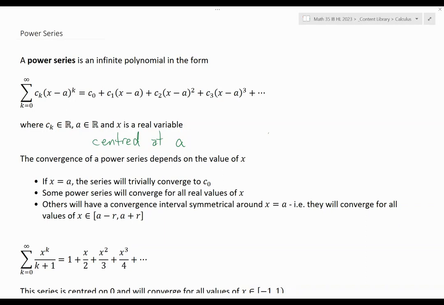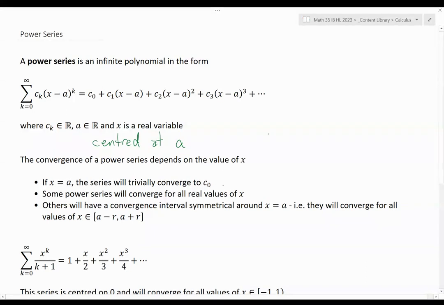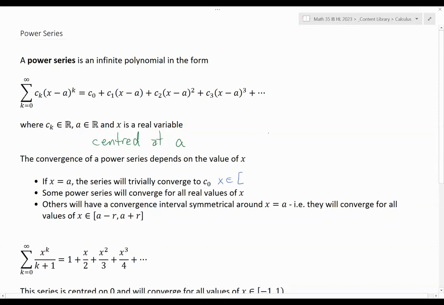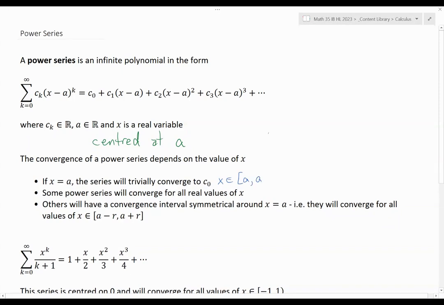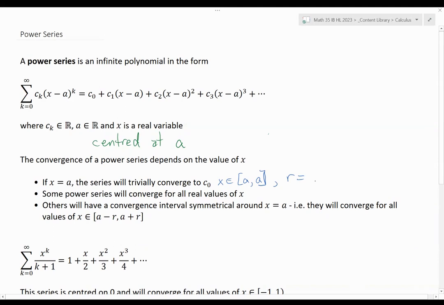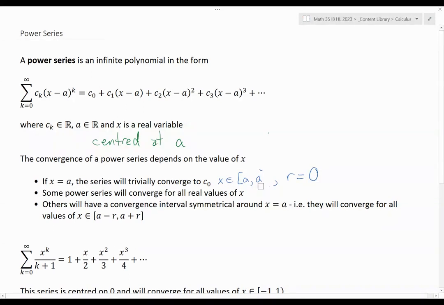It will always converge for x equals a. When x equals a, the series is just the constant term that we have here, c sub 0, so that will always converge. If that's the only value where it converges, the interval of convergence is just a to a, and we have a radius of convergence of 0, because the interval is basically just that one value.